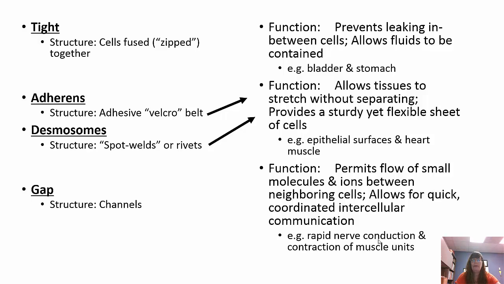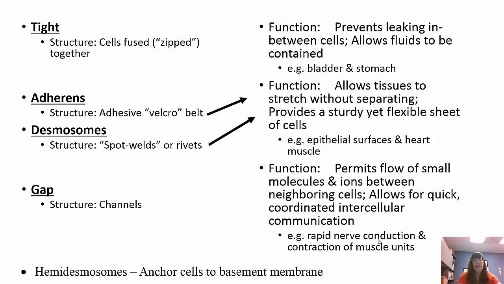Contraction of muscles and rapid nerve conduction are going to have gap junctions. The heart has a lot of gap junctions. So the molecules can flow between the junction, the ions can flow between the gap junction and allow the heart to function as a unit. And then hemidesmosomes, as I said, anchor cells to a basement membrane.